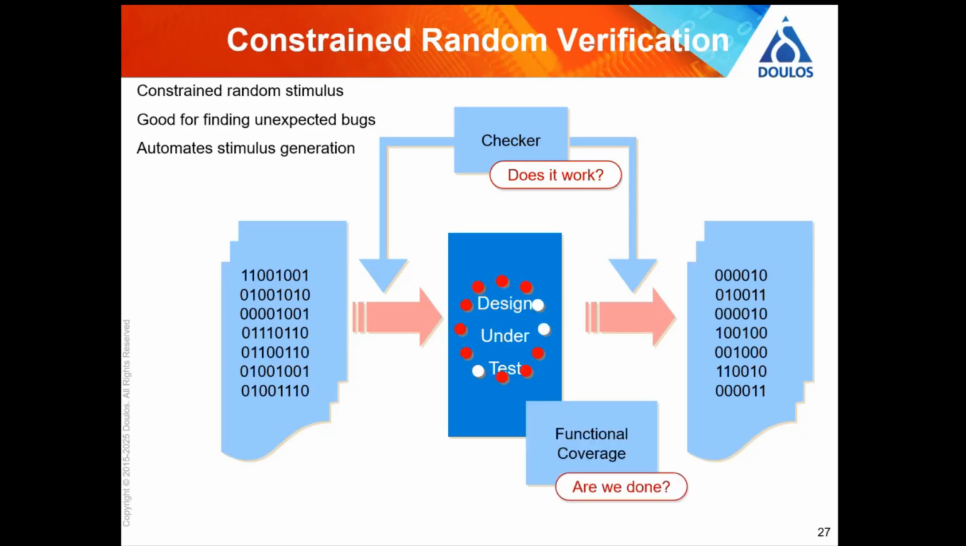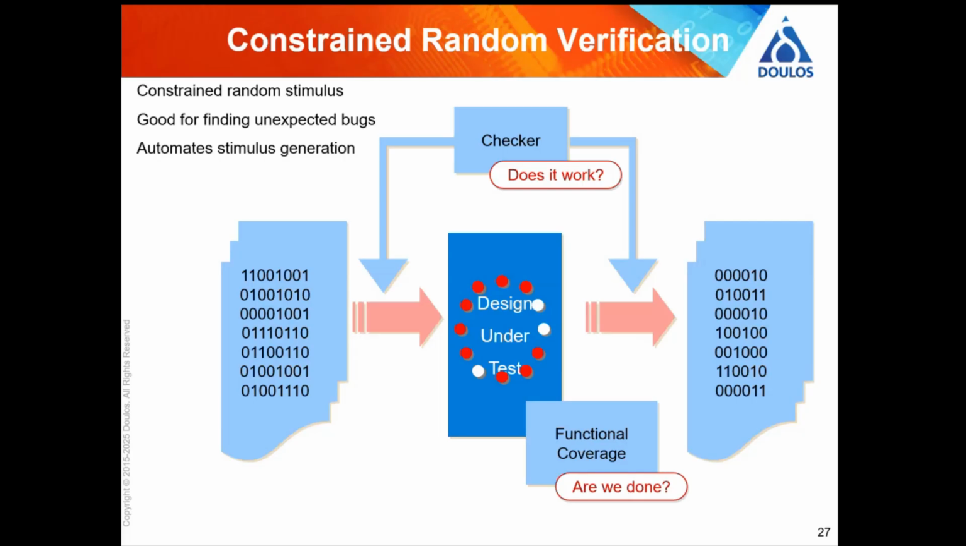Next problem, and this is the one I alluded to just now: how do you know when you've tested your design? If you're doing a directed test, you've got all of these requirements, hopefully numbered in your specification. You write a test to test this, you write a test to test that. If you're just throwing random stuff at your design under test, how do you know what you've tested? Have you tested everything or not?